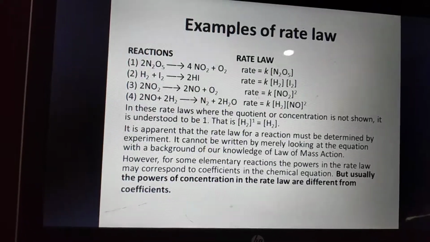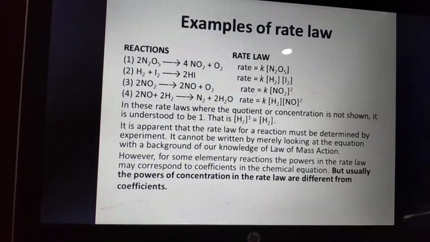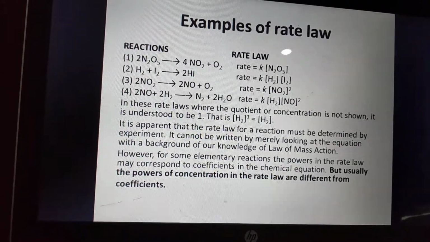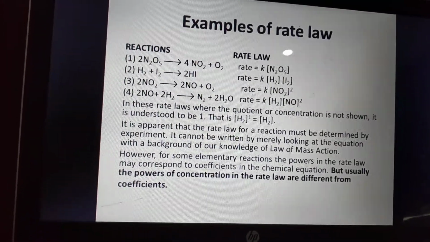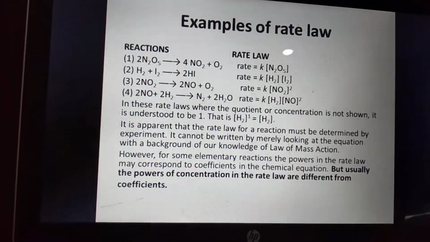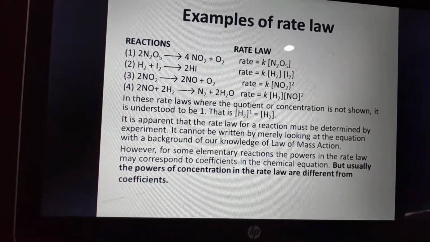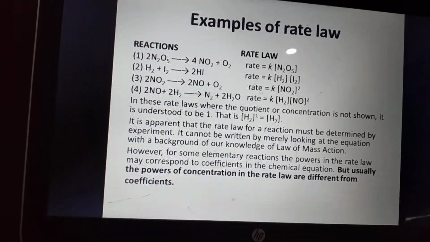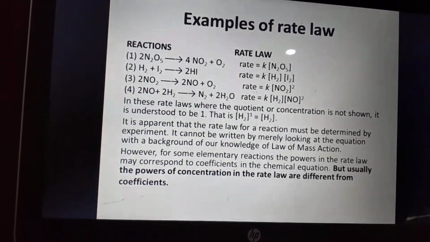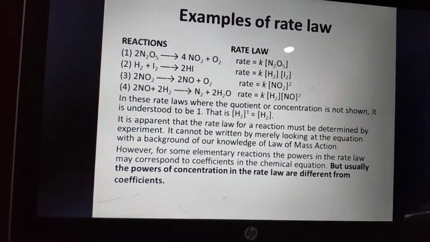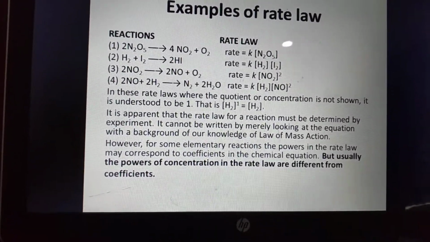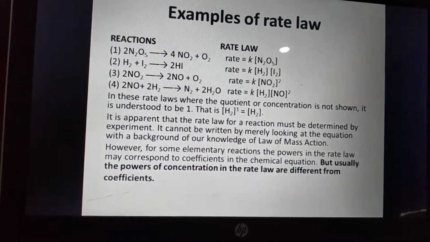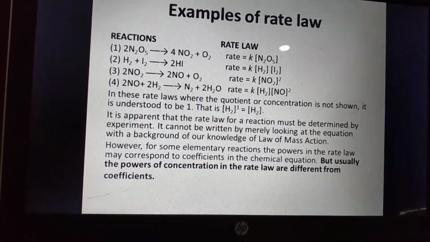Now the examples of rate law. The first example is dinitrogen pentoxide, which gives 4NO2 plus O2. Here rate is equal to K[N2O5]. Here the power is not given by the coefficient, because the rate law can vary from the reaction equation; in this case only 1 mole is consumed. Next, H2 plus I2 gives 2HI, and here the rate is equal to K times the product of the molar concentrations of hydrogen and iodine.